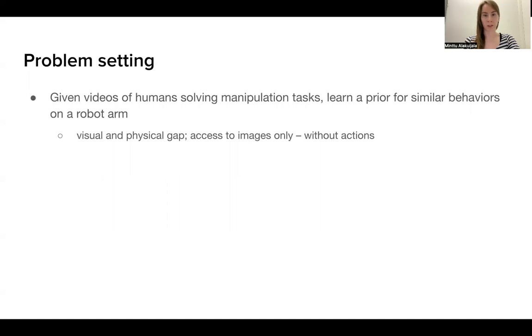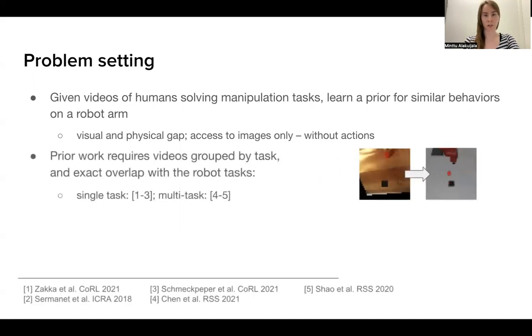First, there is a significant visual gap between the human and the robot observations, and a physical gap in dynamics. Second, we don't have access to the demonstrator's actions or even their action space. Prior work has considered the case where there is exact overlap between the tasks demonstrated by humans and the robot tasks, such as the paired video shown on the right.